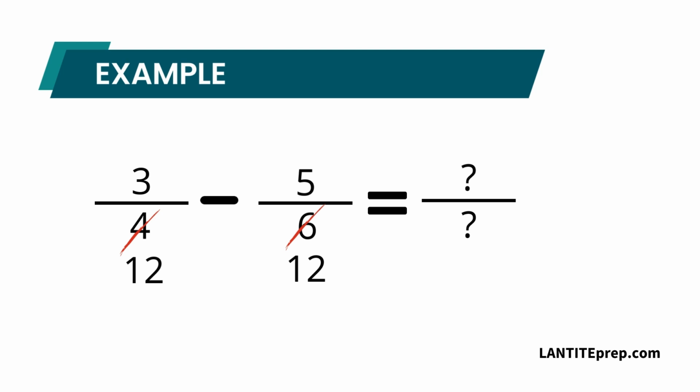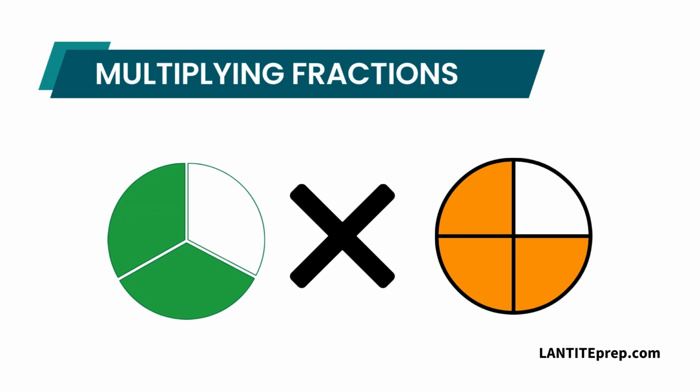12. Now, let's update the numerators. 4 became 12 by multiplying by 3. So we'll take 3 times 3, which gives us 9. And on the second fraction, we took 6 times 2 to make 12. So we'll take 2 times 5, which gives us 10. Subtracting straight through gives us -1/12. Wonderful job.